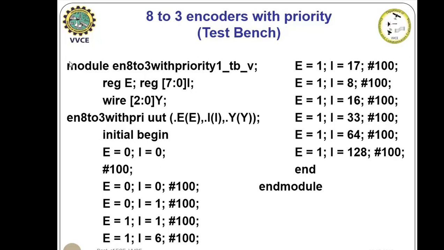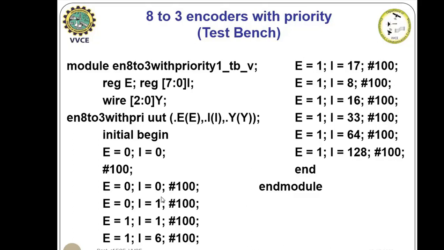The definitions are the same. I'll be defining the module and I'll give a name to the test bench of the module. The inputs will be defined as registers. Output will be defined as Y. And I'll be calling the module, that is encoder 8:3 with priority, and I'll be mapping the inputs of the test bench with the inputs of the module. Then initial values: E will be made 0 and I will be made 0 for 100 time units. Then I'll be giving the inputs.